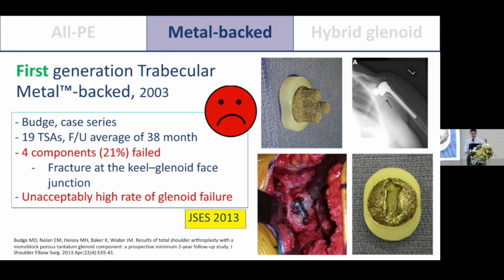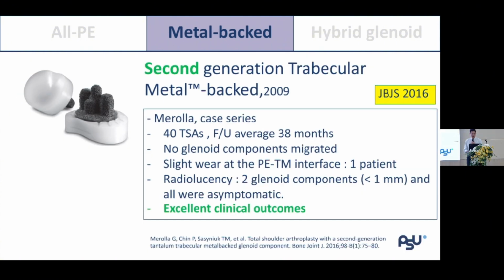The first generation of trabecular metal back glenoid was introduced in 2003. A 2013 JSES case series with an average follow-up of 3 years for this design found a 21% failure rate due to fracture at the cube-glenoid face junction, leading to an unacceptably high rate of glenoid failure. Due to the high failure rate, the first generation was redesigned.